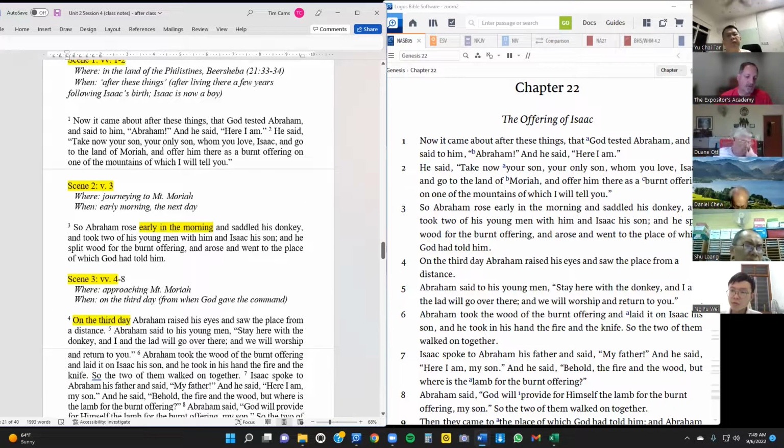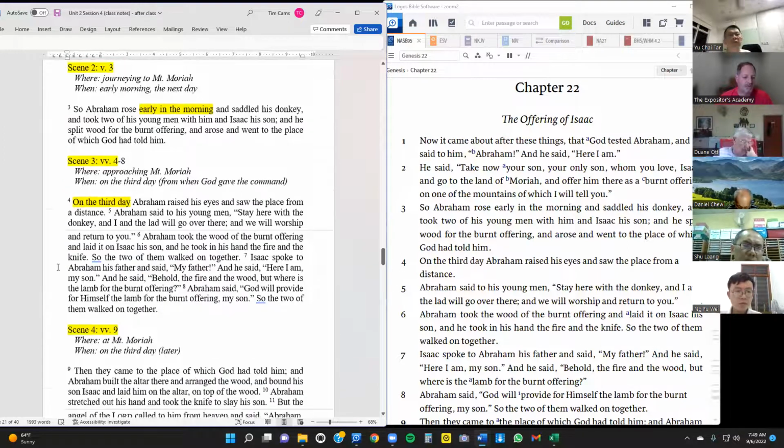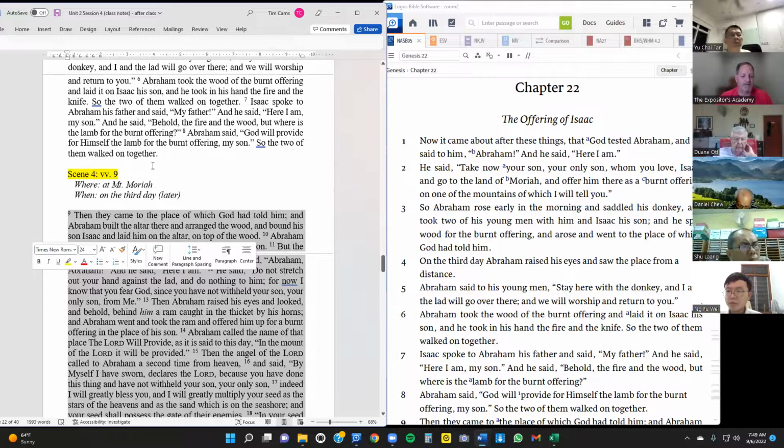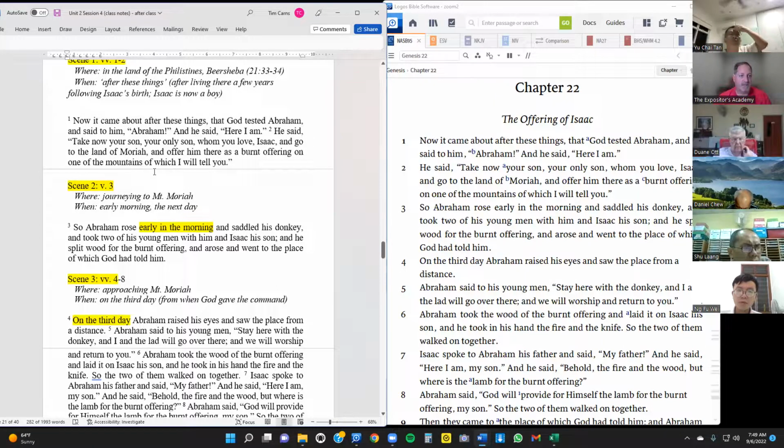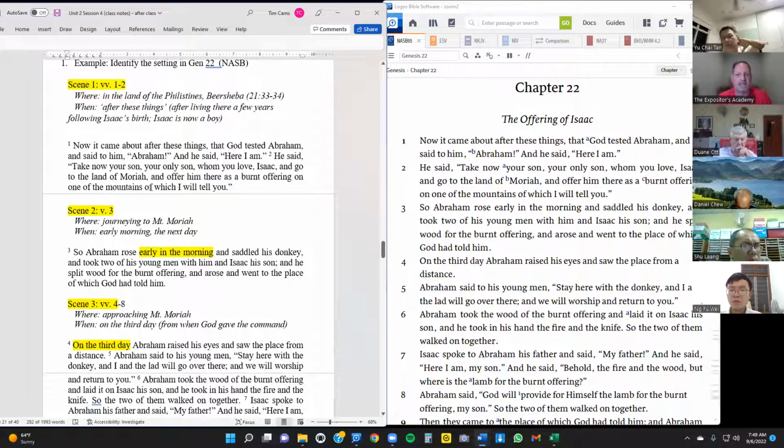And really, they're pretty short. The major scene is scene 4, right? When they're actually at Mount Moriah. These other scenes are pretty short, but they are distinct, a distinct difference in setting. The first one is just sort of the introduction to the story. Abraham is in Beersheba. It's sometime after chapter 21, a few years later, and God gives Abraham this instruction. And then that's it. Curtain comes down.